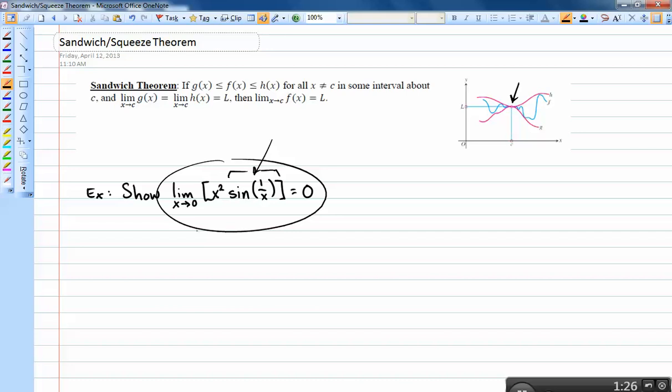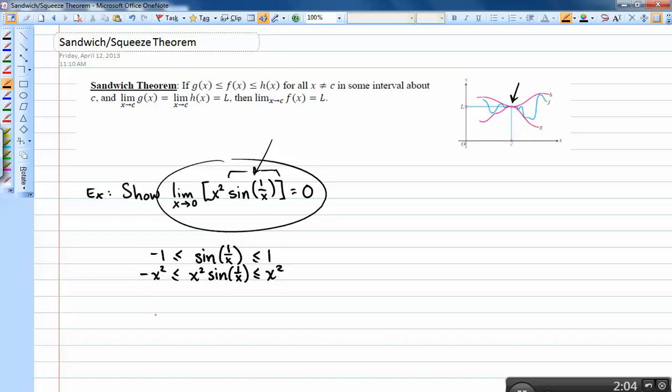But what you can do is this. We know that sine of 1 over x, all sine stuff, is always going to be between 1 and negative 1. And x squared is a positive term, and if I just multiply everything here by a positive number, by x squared, then these signs don't change. So I've taken this line and multiplied every term by a positive x squared, by a positive number.